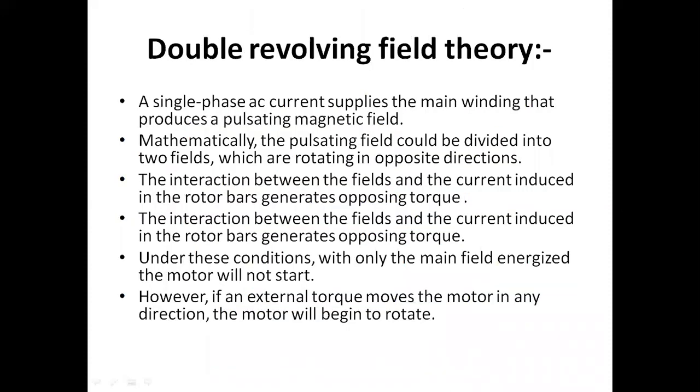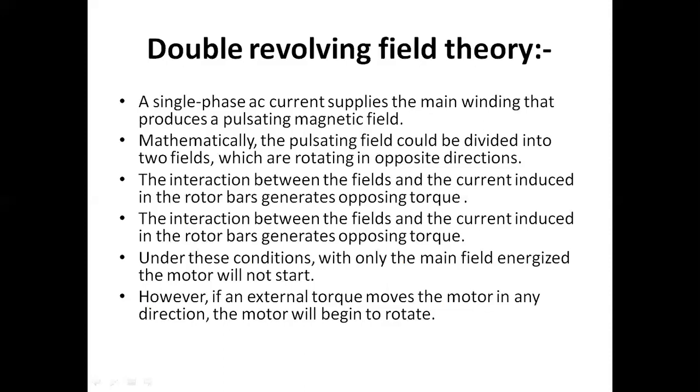Now, the very important topic we need to understand is the double revolving theory for the case of a single phase induction motor. A single phase AC current supplies a main winding that produces a pulsating magnetic field. So, whenever we are giving a single phase AC supply, there will be a positive half and a negative half. This positive and negative half will produce a pulsating magnetic field. Mathematically, the pulsating field could be divided into two fields which are rotating in opposite directions because of the positive half and the negative half.